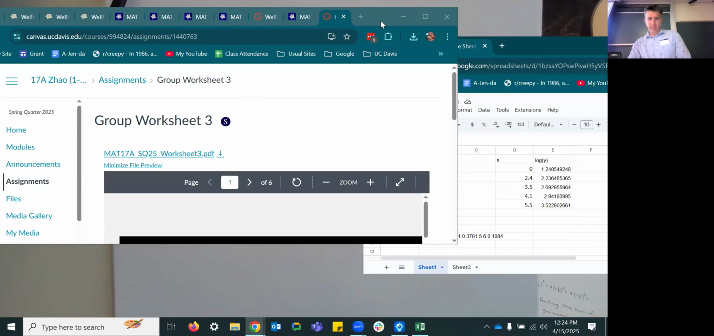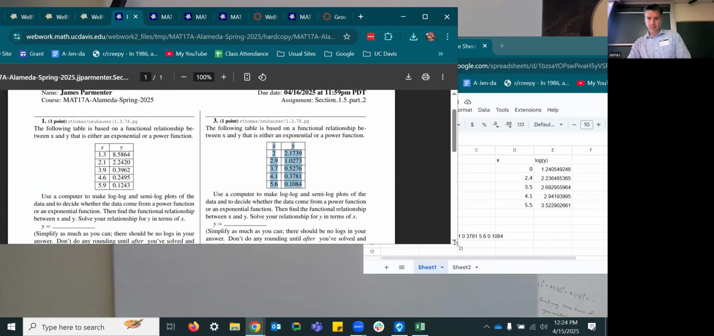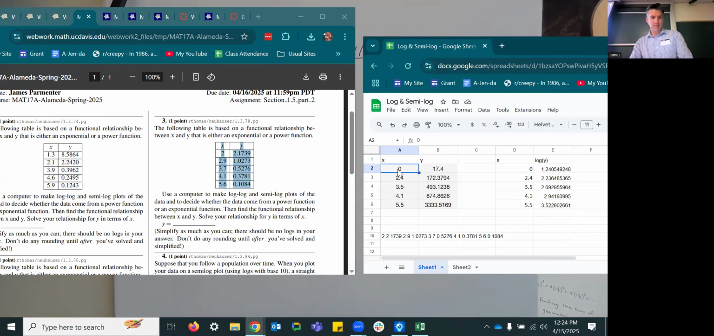It's nice to have more screen space to work with, as you might imagine, but we can make it work here. So plugging in these values, we're going to get 2.9, a 3.7, a 4.1, and a 5.6. And then finally over here in the Y column, 2.1739, and then a 1.0273, and then a 0.5276, and then a, whoops, I missed the 5 there.